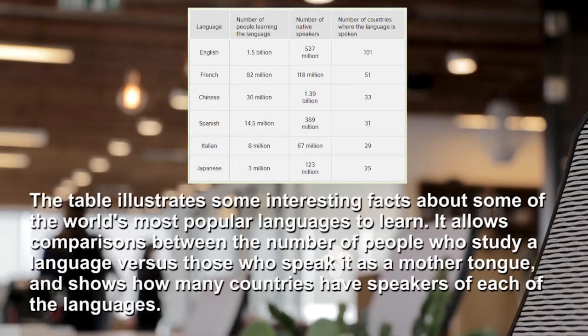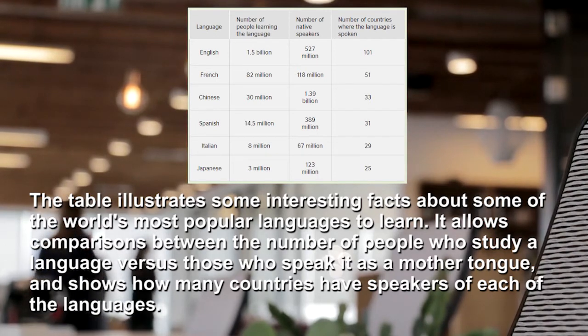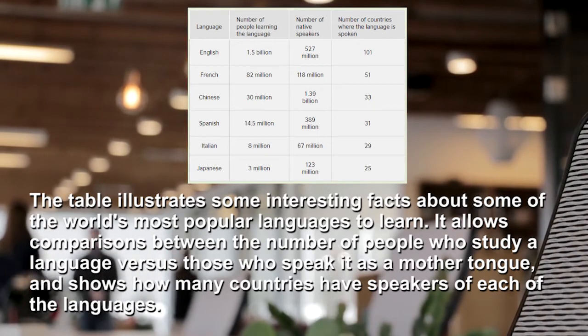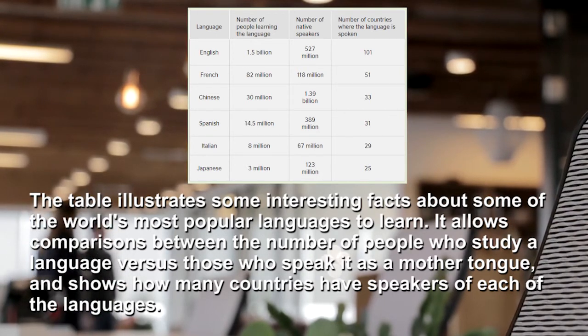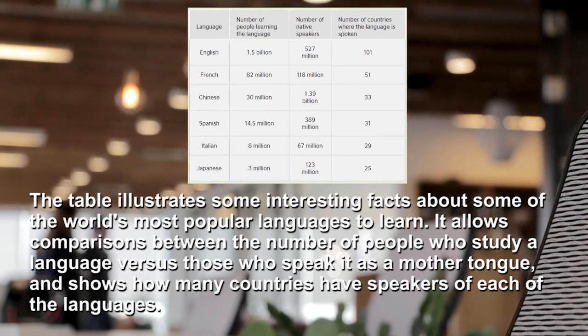The table illustrates some interesting facts about some of the world's most popular languages to learn. It allows comparison between the number of people who study a language versus those people who speak it as a mother tongue, and shows how many countries have speakers of each language.